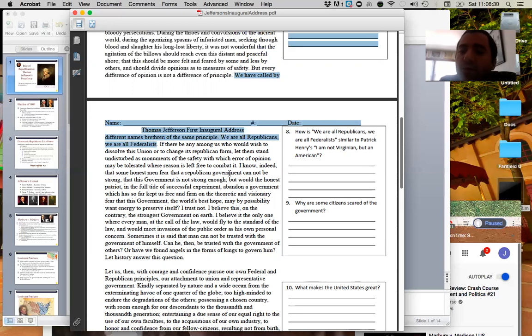This is similar because both Henry and Jefferson say we shouldn't look at a particular state or a particular party. Instead, we should look at being the United States of America. We should look out for the good of the country, not just for the good of the party, not just for the good of a state, but for the good of our nation, to be united citizens.